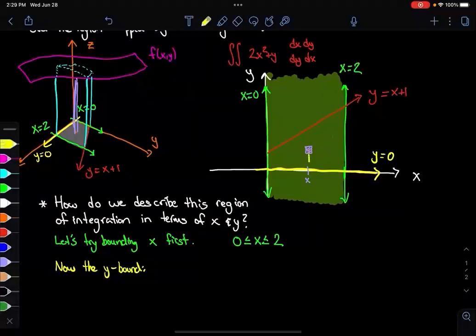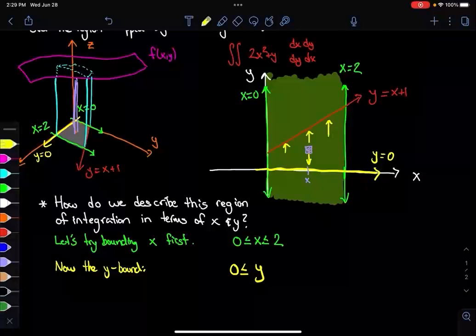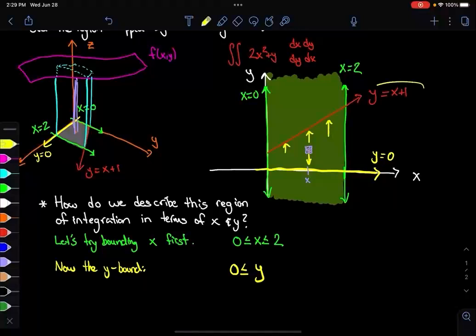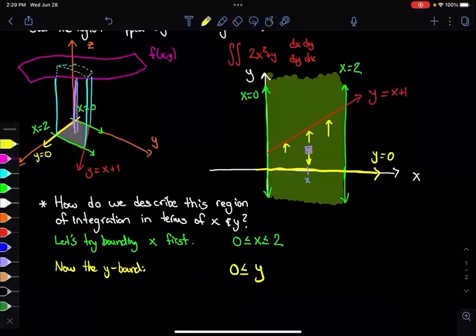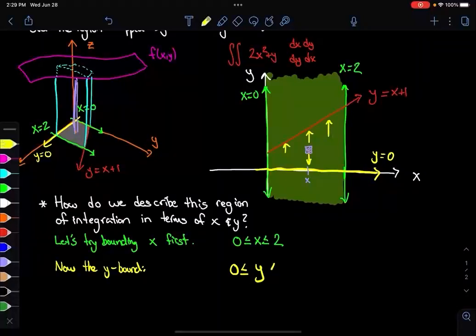Well, the lower y bound is the easy one. The lowest that the y value is ever going to be is just 0, because we're going to hit it. But what is the highest y bound? No matter where we are, we want to stop at this red line. What is that red line? Well, that's the y value given by this equation right here. You might remember this from Calculus 2, that we go until we hit the line y equals x plus 1.